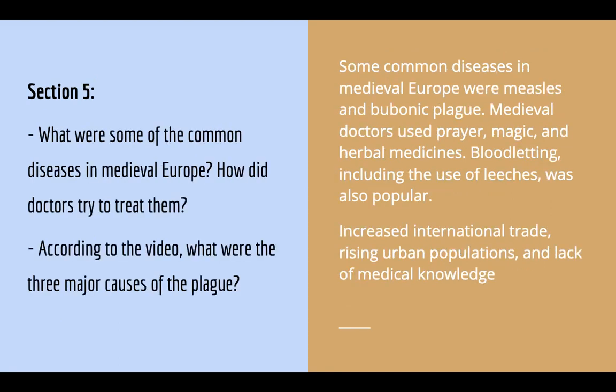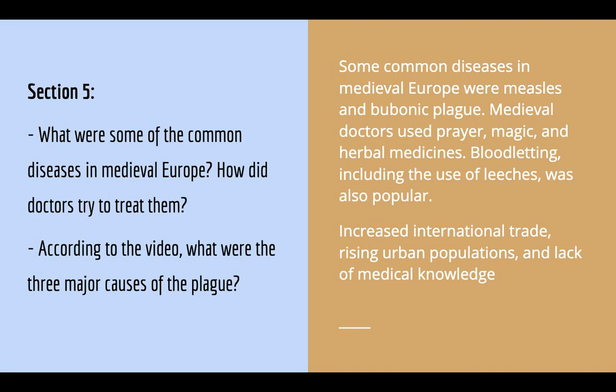Section 5, you guys had 2 questions. Number 1, what were some of the common diseases in medieval Europe, and how did doctors try to treat them? Some common diseases in medieval Europe were measles and the bubonic plague. Medieval doctors would use prayer, magic, and herbal medicines to try to treat their patients. Bloodletting, including the use of leeches, was also very, very popular, but like we know now, that actually ended up doing more harm than good for the patients.